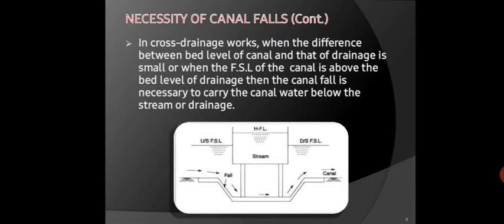The third case is in CD works, or cross drainage works, when the difference between the bed level of the canal and that of the drainage is small, or when the FSL of the canal is above the bed level of the drainage. Then a canal fall is necessary to carry the canal water below the stream or drainage. In this figure we can identify that at the location of the CD work, the concrete floor which supports the CD work is at a lower level, and the ground level on the downstream side is at a higher level. So for smooth flow of water, to avoid the hydraulic jump, we can provide a canal fall at the upstream side, right?